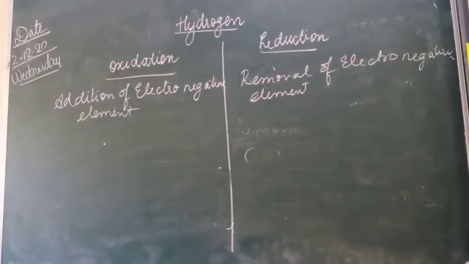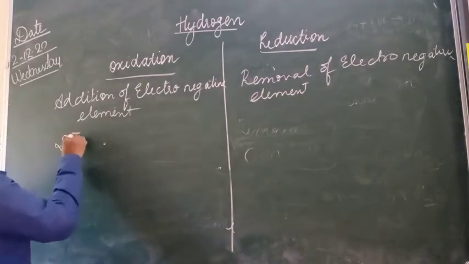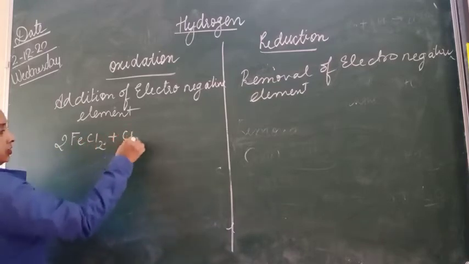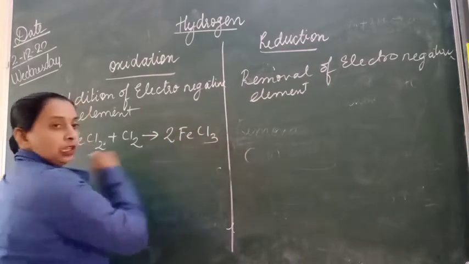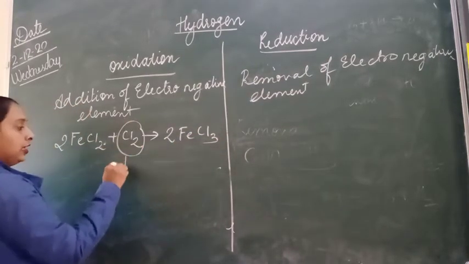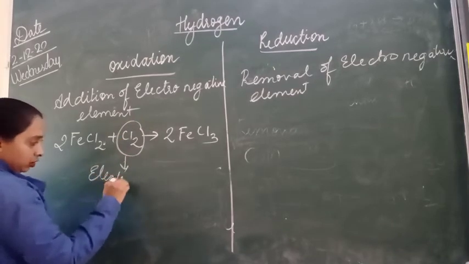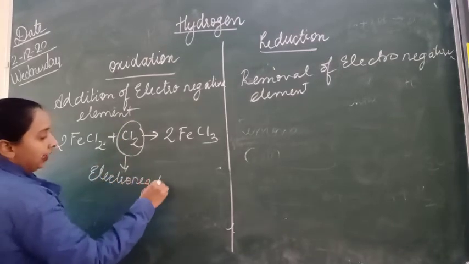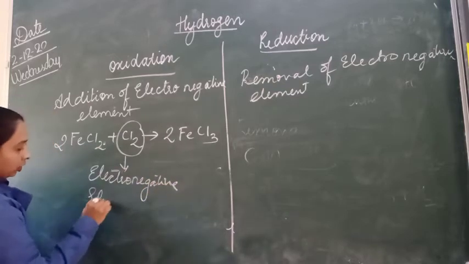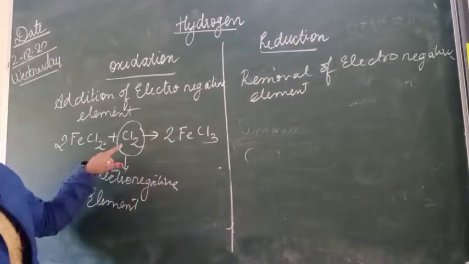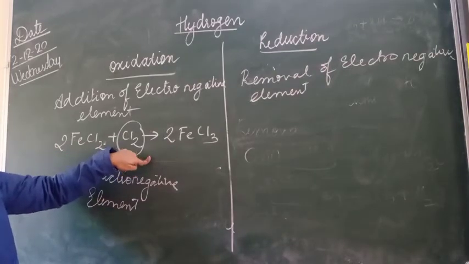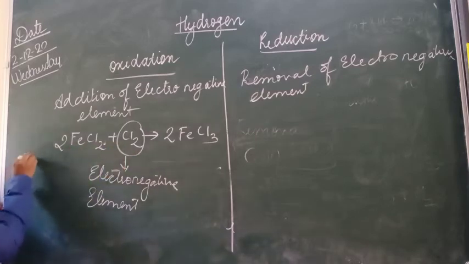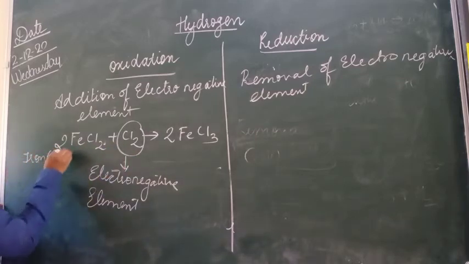So let us see the example here: 2FeCl2 plus Cl2. What is it giving you? 2FeCl3. Okay. Chlorine is an electronegative element which is being added to this compound. In iron chloride, what is being added? Cl2. So this is iron two chloride.